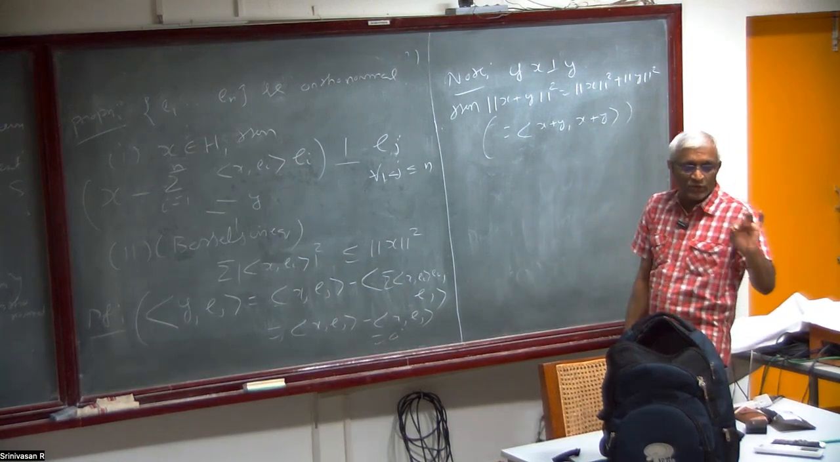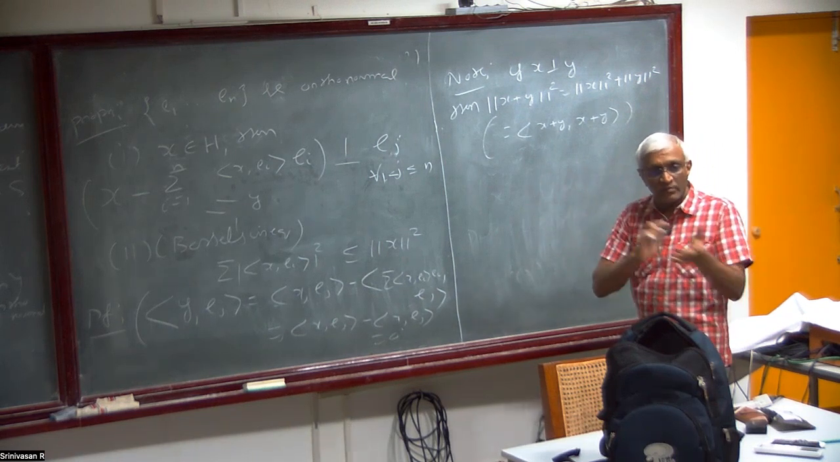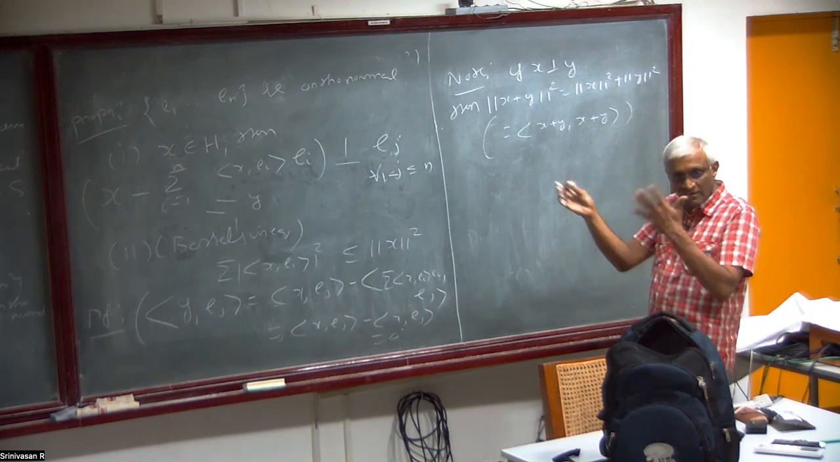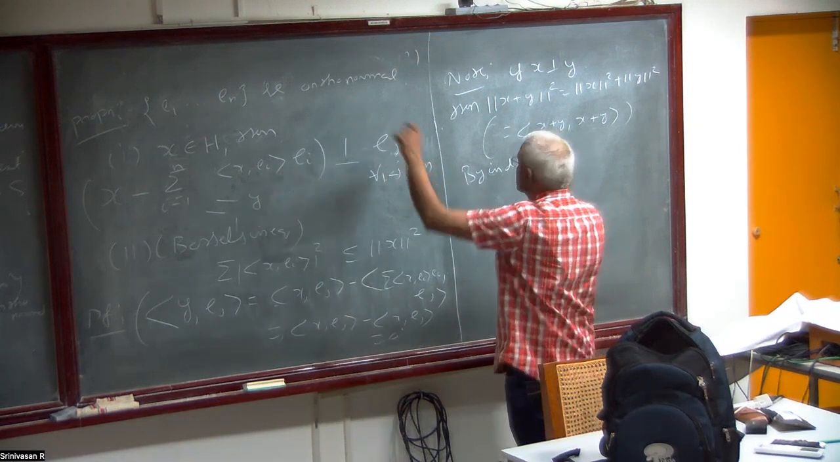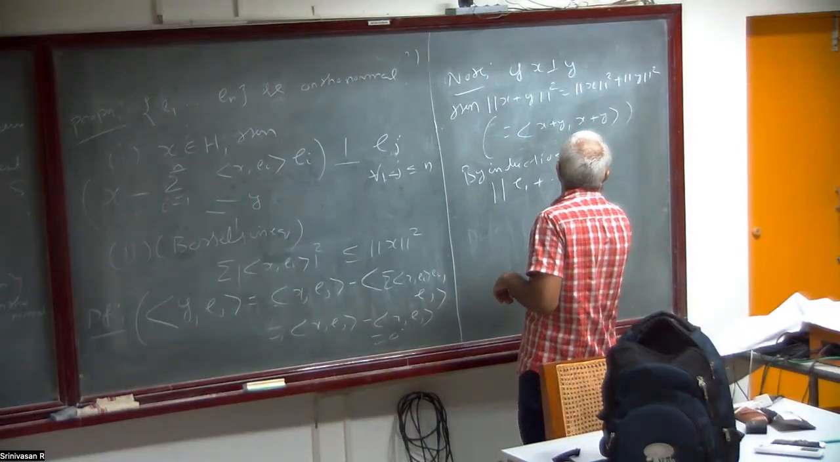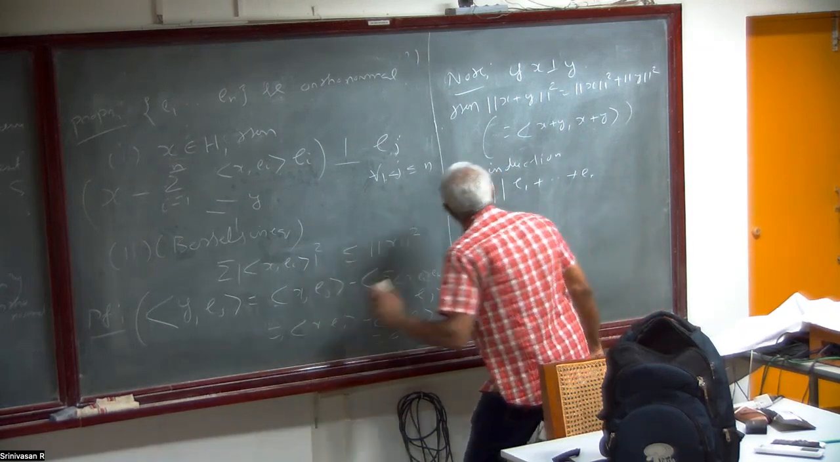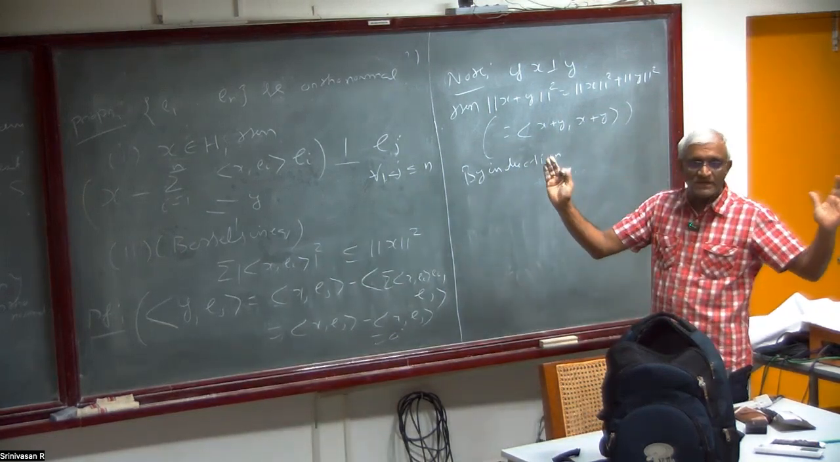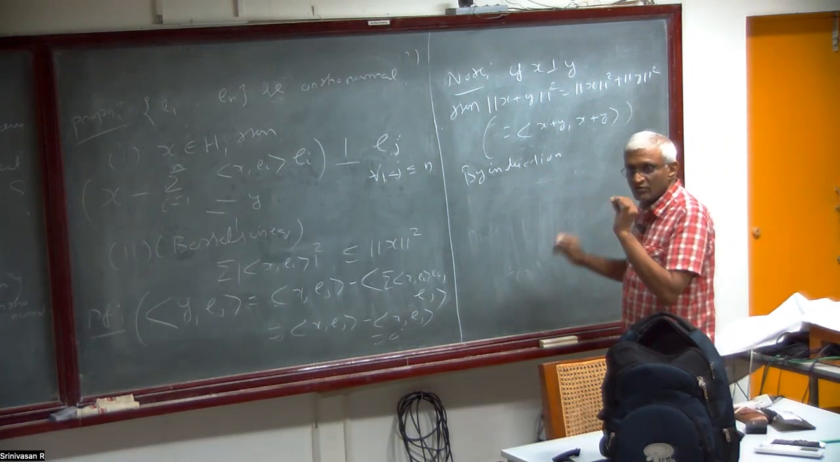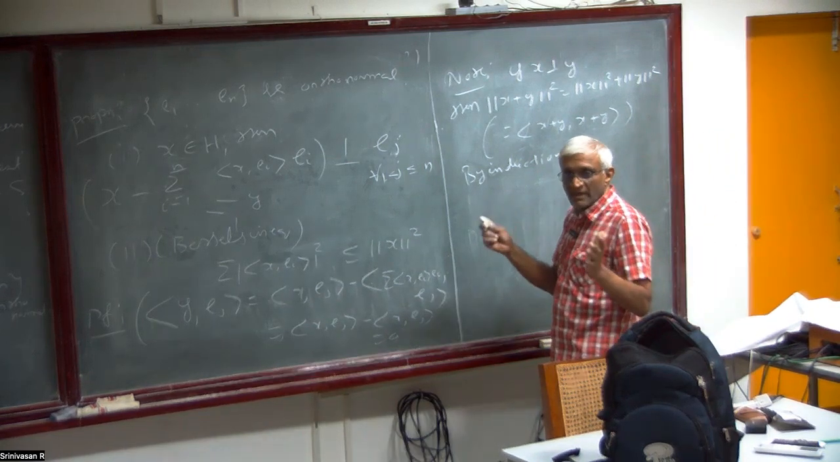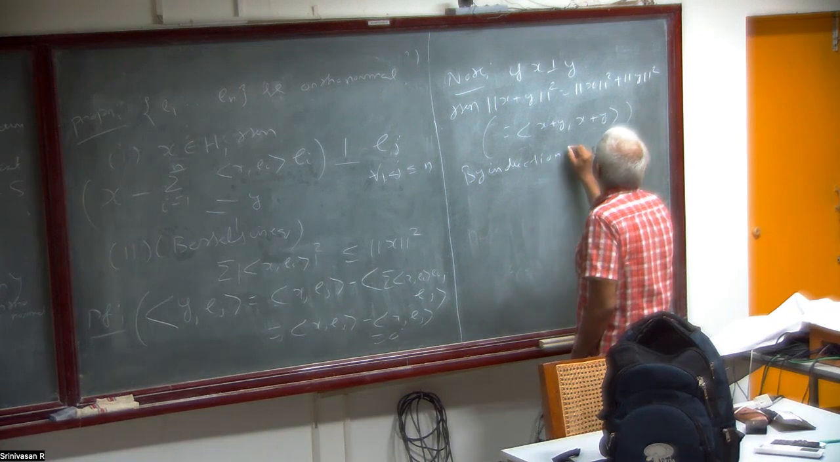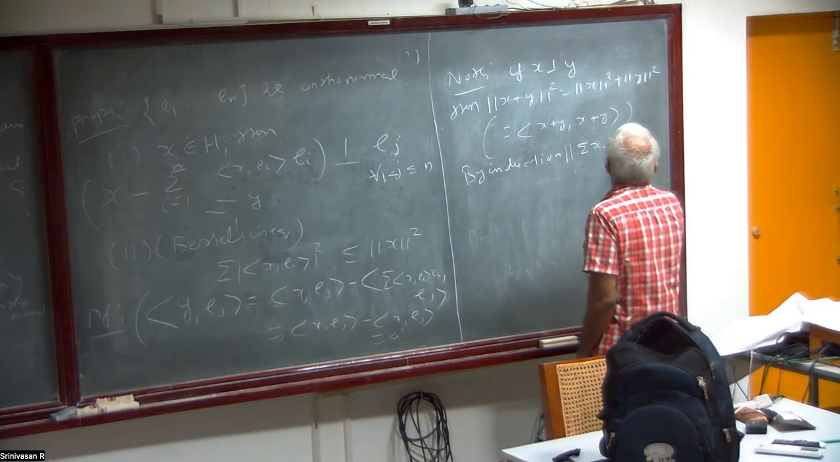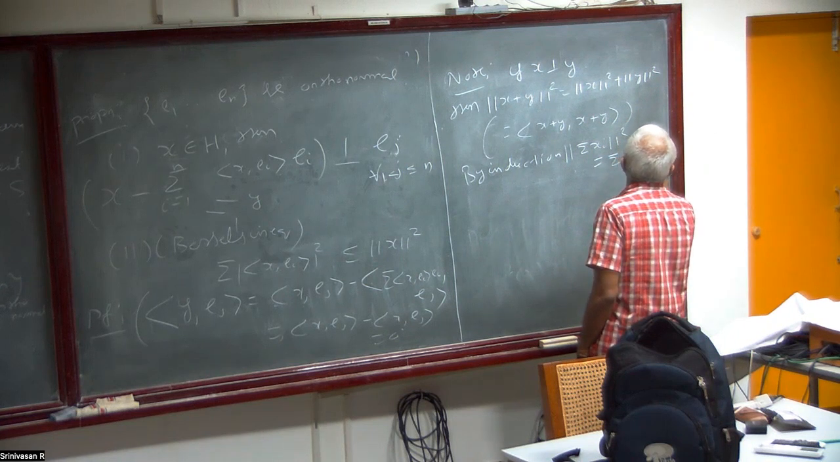If x1, x2, x3 are all mutually orthogonal, x1 plus x2 is orthogonal to x3. So by induction, any orthogonal elements: if x1 up to xn are orthogonal, then the norm squared of the summation is the summation of the individual norms squared. So the norm square of the summation is the summation of the norm squares.